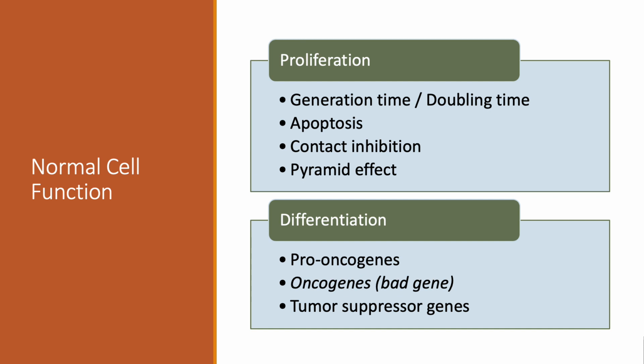Tumor suppressor genes are normal genes that slow down cell division, repair DNA mistakes, or tell the cells when to die. When tumor suppressor genes don't work properly, the cells can grow out of control, and that also can lead to malignancy.